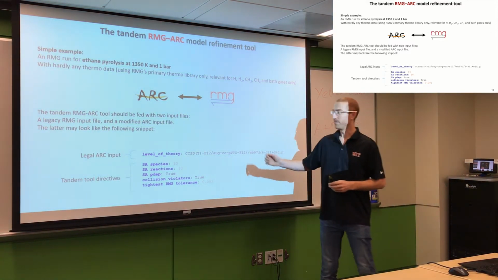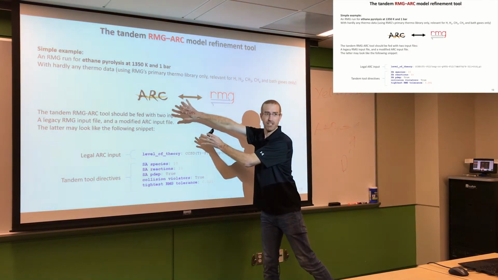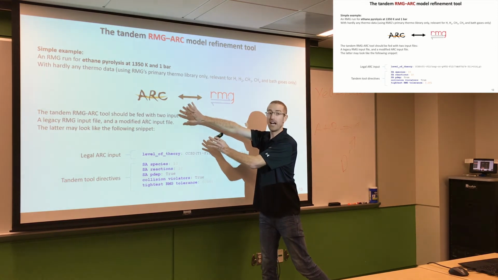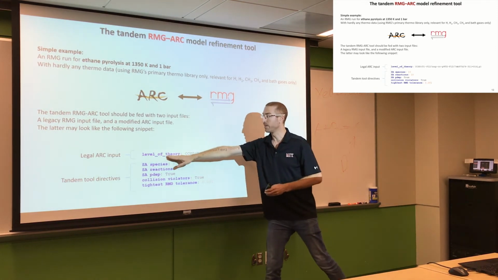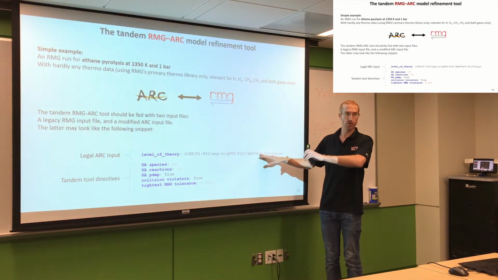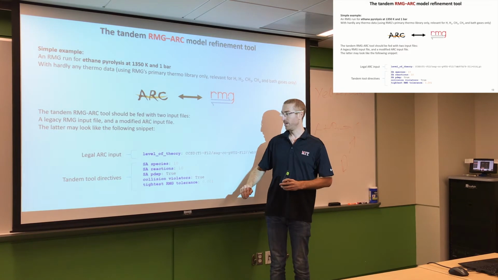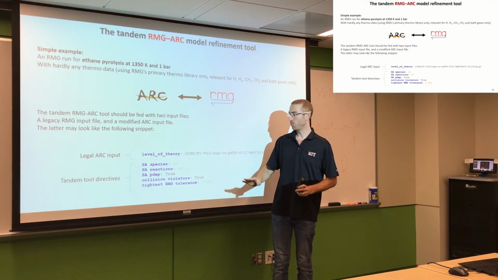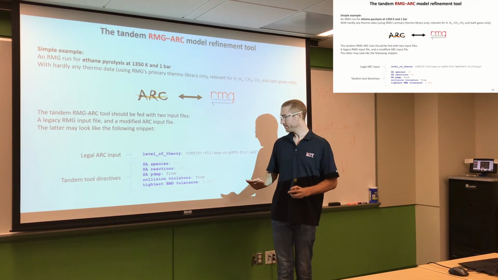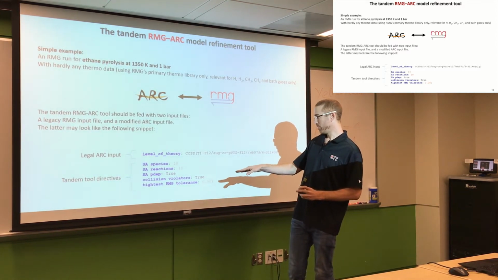So here's your input file. First you have your legacy RMG input file. All right, you have the RMG input file, and you have an additional ARC input file with some ARC directives, for example level of theory and whatever you want for ARC. Then some additional directives, not all supported currently, but we're working towards that. What's currently supported is, do we have all species here?